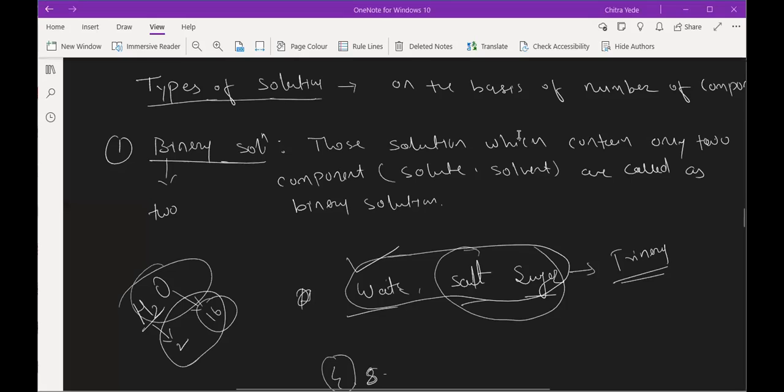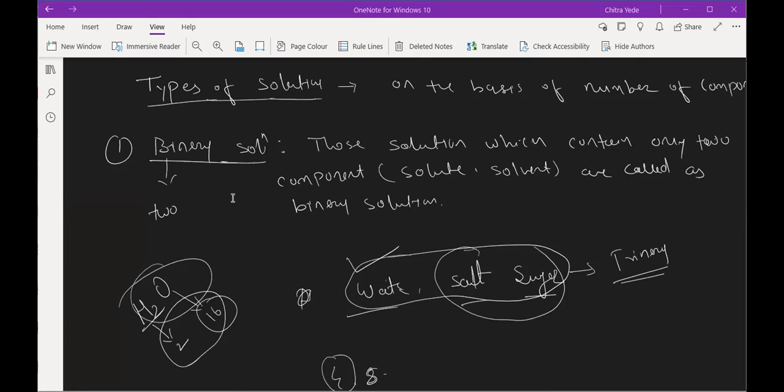Okay. So have you understood that, beta? Or any doubt you have here? No doubt, sir. So in our syllabus, we have only binary solution. So we are not going to discuss trinary, quaternary, not like that. Sir, then how can we tell that water is more, salt is more, how can we tell, sir?